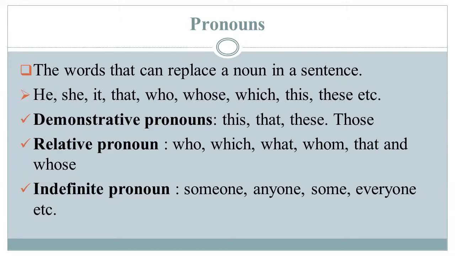Relative pronouns are the pronouns that show the relation of things to persons or persons to persons. Some of the relative pronouns are who, which, what, whom, that, and whose. Indefinite pronouns are those pronouns about whom we are not clear, who are not definite. We are not sure exactly who they are. Some indefinite pronouns are someone, anyone, some, everyone, etc.